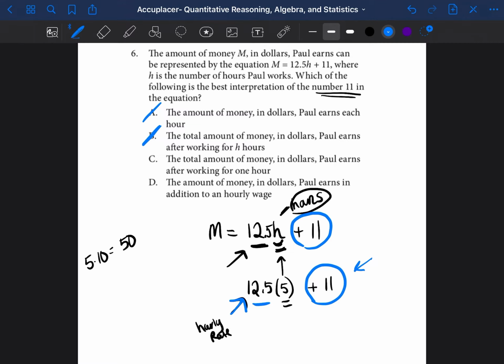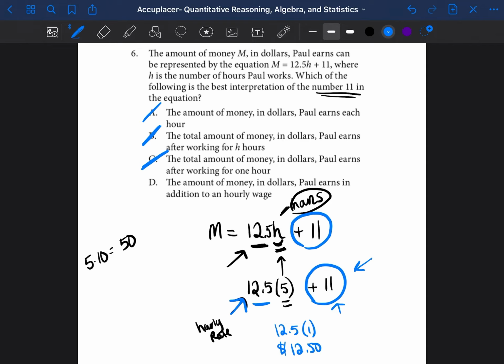Okay? Then it says the total amount of money in dollars Paul earns after working for 1 hour. Again, no. If he works 1 hour, 12.5 times 1, he's going to make at least $12.50. He's not going to make $11. So again, C is wrong. So D has to be our option, but let's just check it out.